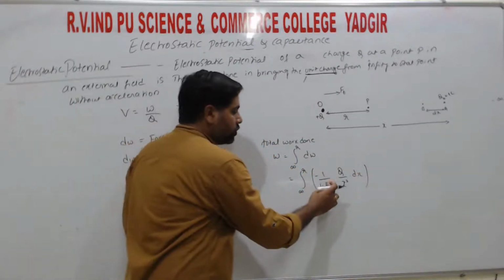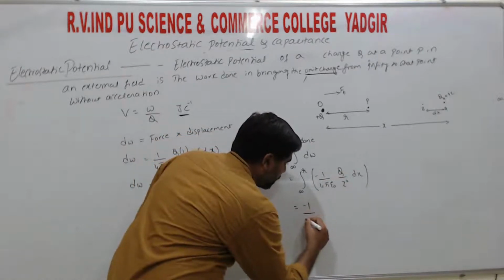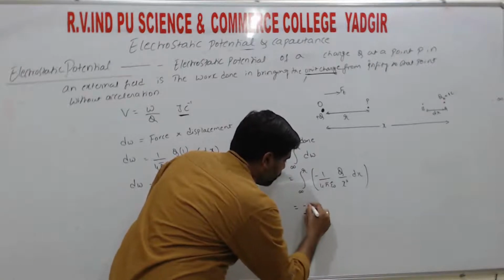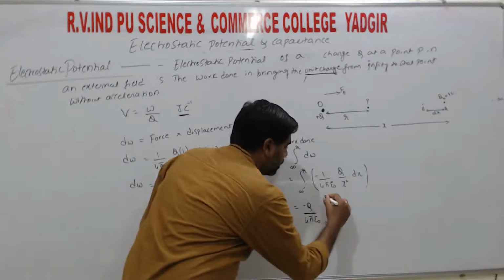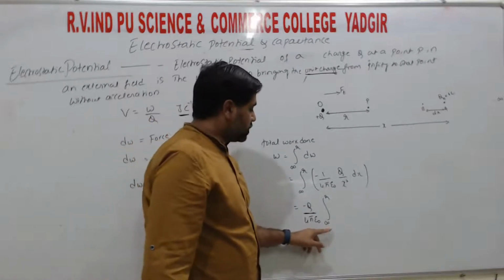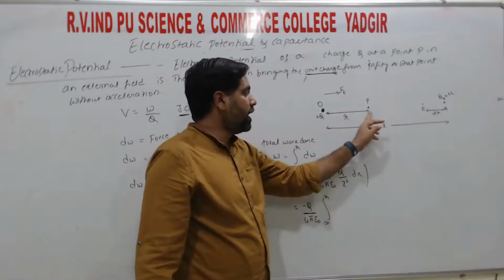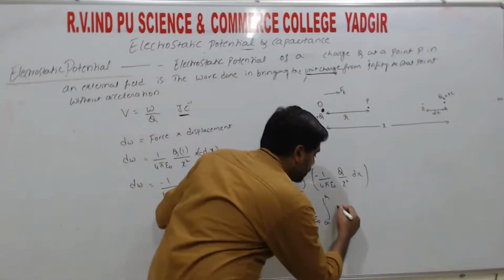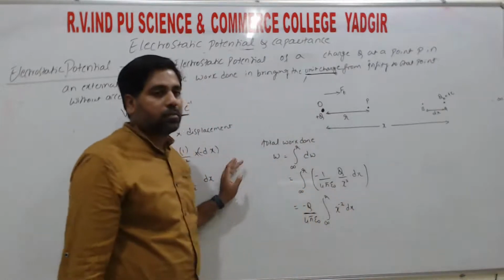So here the value 1 by 4 pi epsilon naught into q is constant, so taken outside, minus 1 divided by 4 pi epsilon naught, or here q divided by 4 pi epsilon naught, again integration from infinity to r. That means limit: this one is the initial starting limit, this one is the ending limit. So starting is from infinity and ending is at r, right? So this x square goes to the numerator, it becomes x to the power of minus 2 dx, right?